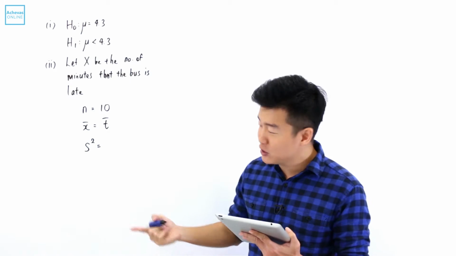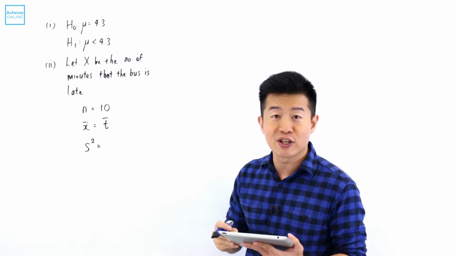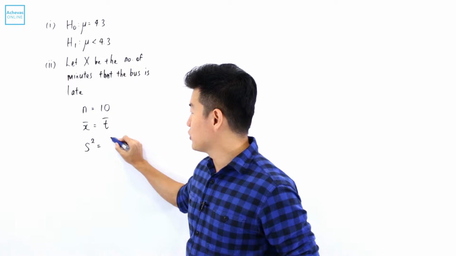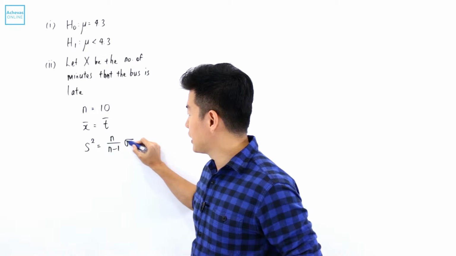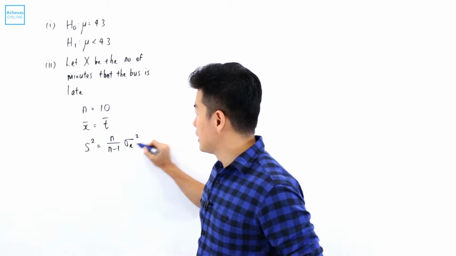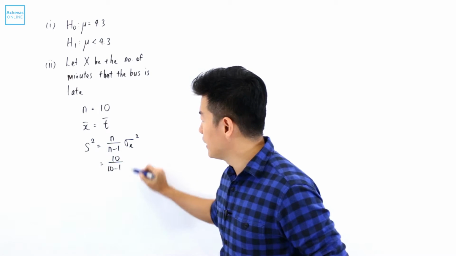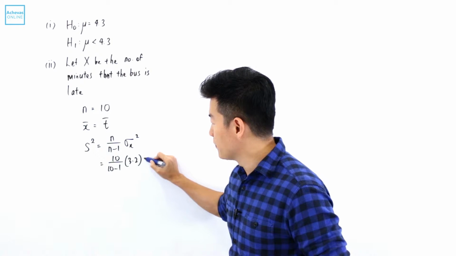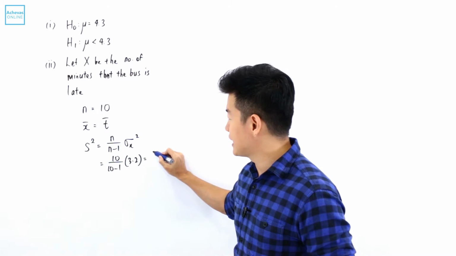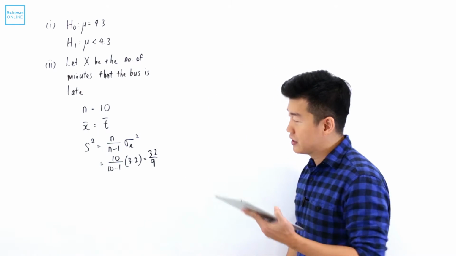And the clue that is given to me to calculate this is the sample variance, which is given to me as 3.2. So I'm going to make use of the formula n divided by n minus 1 multiplied by the sample variance. So it is going to be 10 divided by 10 minus 1 multiplied by the sample variance, which is 3.2. And this will give me the unbiased estimate of the population variance as 32 over 9.